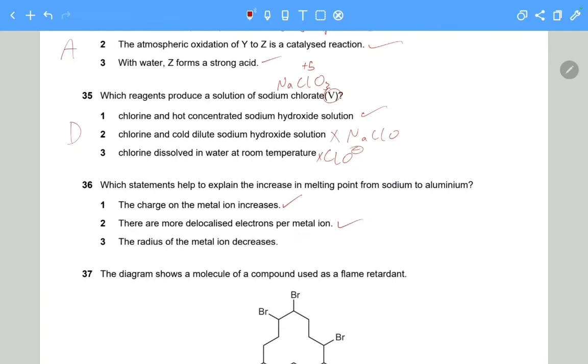So this is correct. And then third option, the radius of the metal ion decreases. Yes, because as the charge increases, the outer electrons are pulled closer to the nucleus, and therefore the radius of the metal decreases. So all 3 options are correct, and that's A.